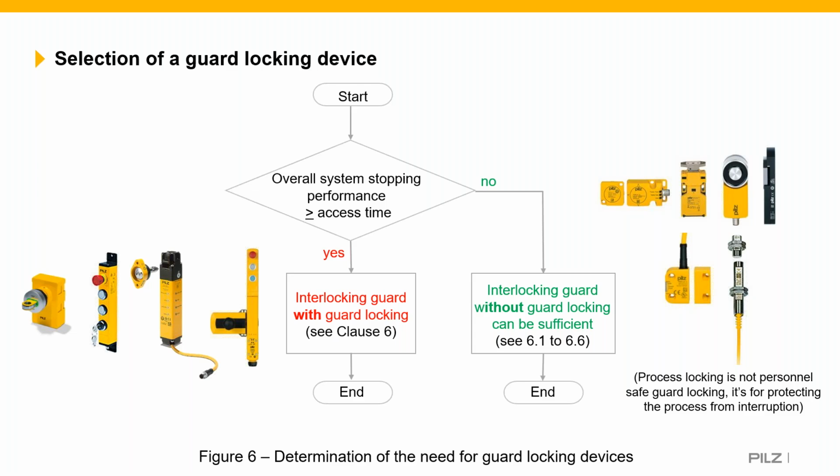If you can open a guard and there is no hazard behind it, because you've got immediate stopping or it's far enough away that things will come to a standstill before you can reach it, then we can have some sort of general interlock without guard locking. But again, if we look at clause 6 in the standard, it will give us a little bit more guidance for this type of application.